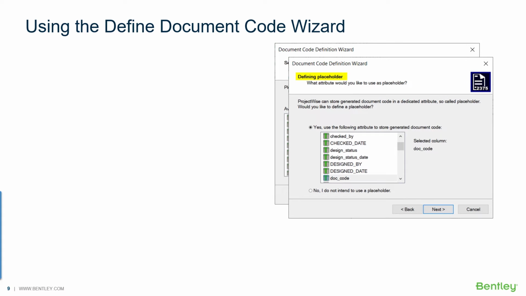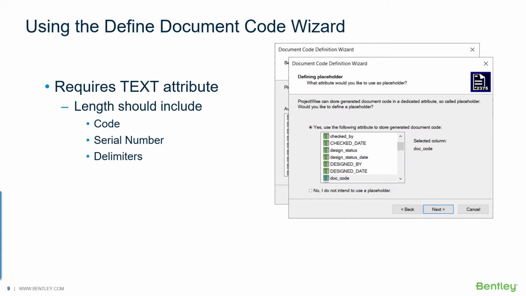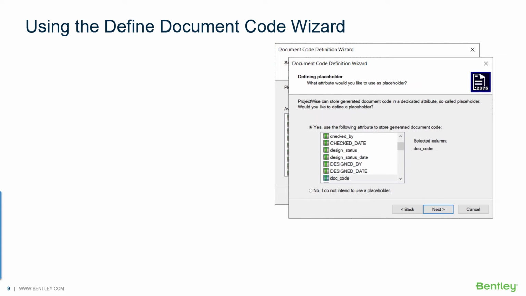The next dialog, defining placeholder, has two options. Yes, to store the generated document code in an attribute, or no, do not store the document code. Traditionally, the answer would be yes to store the document code. A text attribute should be created to store the document code with enough characters to support the longest code combination. Don't forget to add characters for the serial number and delimiter characters. Storing the general document code can be helpful in adding to views for reports and extends document searchability.